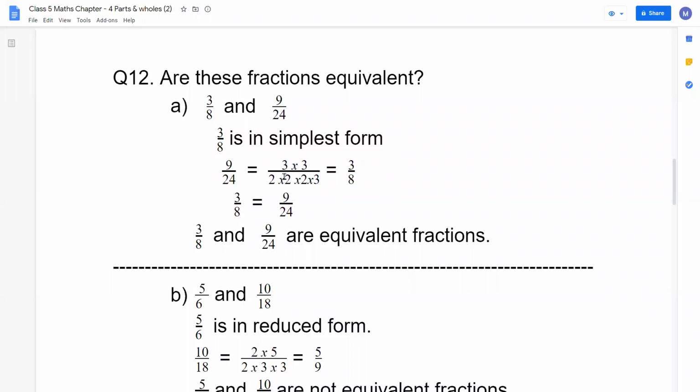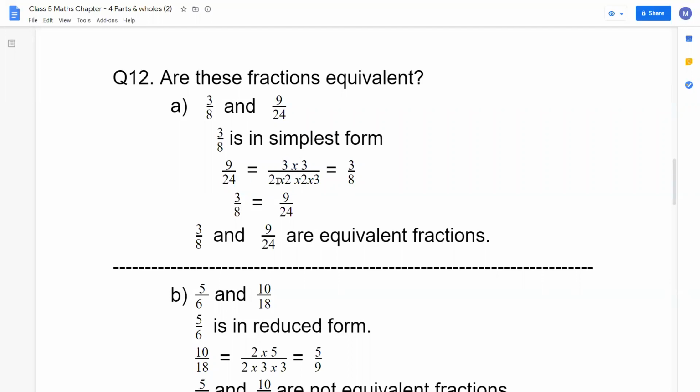The factors of 9 are 3 3s, and for 24, as I explained yesterday, 24 can be written as 6 4s. 4's factors are 2 2s, 6's factors are 2 3s. So the factors of 24 are 2 multiplied by 2 multiplied by 2 multiplied by 3. Now, what is common here? One 3 in the numerator and denominator is common. That is cancelled. Then what is left in the numerator? 3. Denominator: 2 multiplied by 2 multiplied by 2, that is equal to 8.